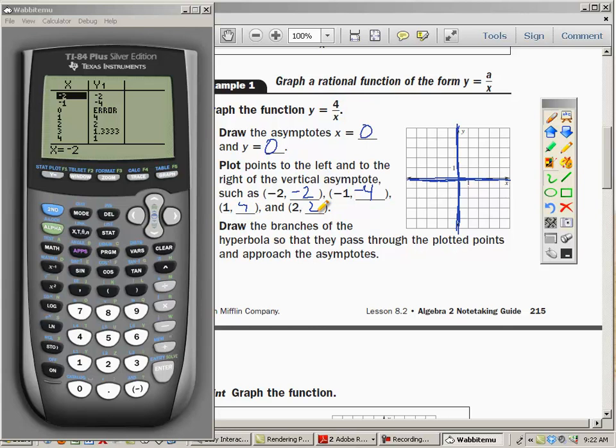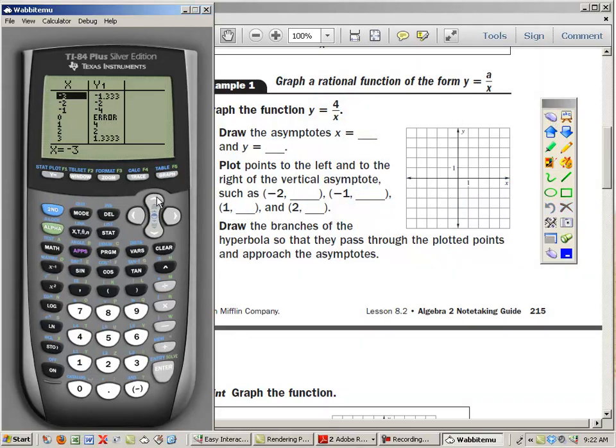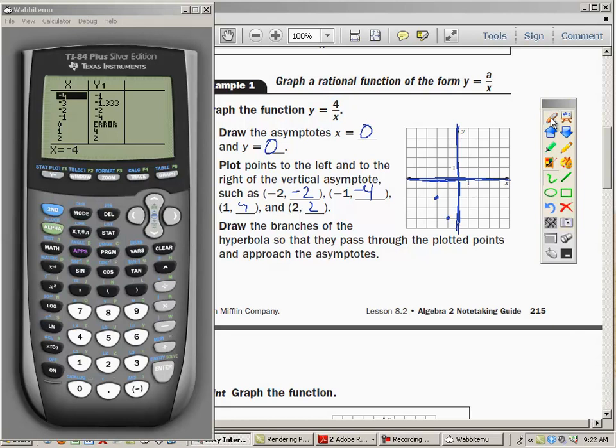All right, so -2 is down in here someplace. -1, -4 is like 1, 2, 3, 4 down in here someplace. And we could go out further here if we wanted to. We could go out to -3, and we get -1.3 repeating, which is not a very nice number. -4, -1 is certainly a good number that we could plot. So we'll go out here to -1, 2, 3, 4, and -1. So I've got a few points here, and I know that this branch is going to look something like this.